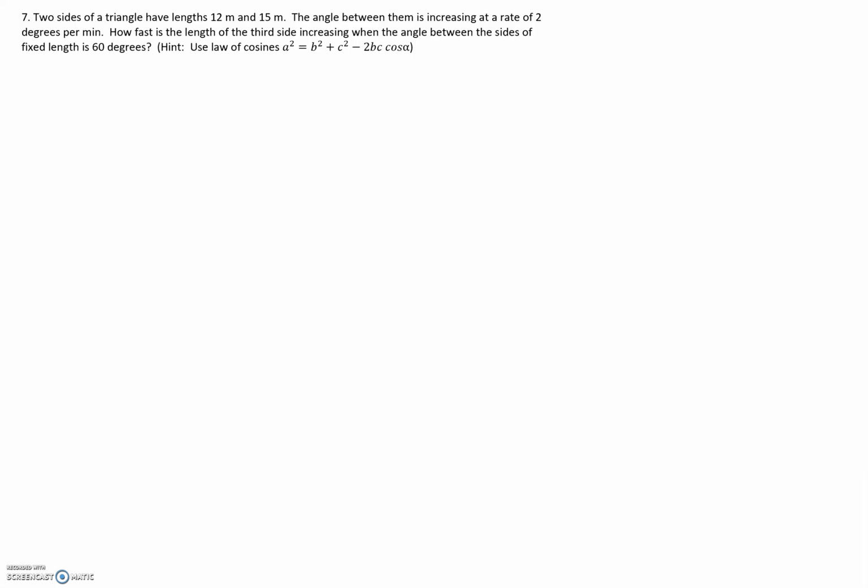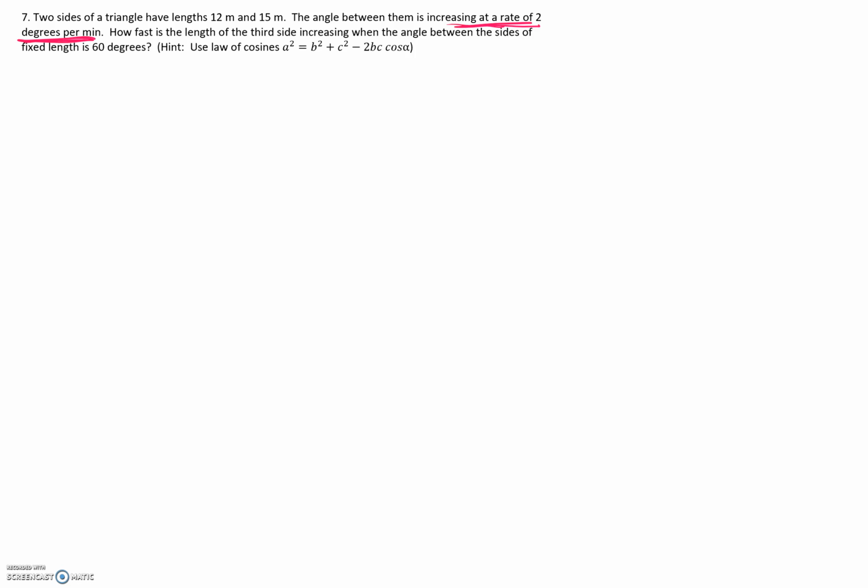Okay, so two sides of a triangle have lengths 12 meters and 15 meters. The angle between them is increasing at a rate of 2 degrees per minute. In this case, they're given to us in degrees. How fast is the length of the third side increasing when the angle between the sides of fixed length is 60 degrees? Okay, so we're supposed to use the law of cosines, which is a nice little formula they're giving us.